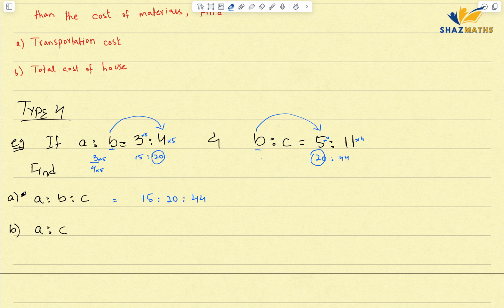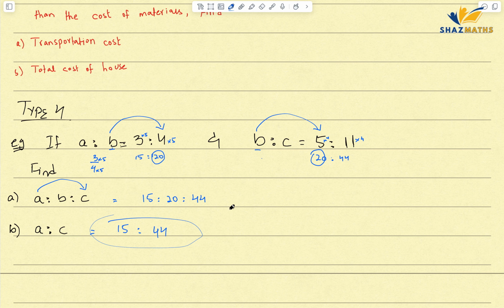Once I have converted it into the ratio containing A ratio B ratio C, now I can easily tell the relationship between A and C as well. Okay, so what would be A ratio C? That would be equal to 15 ratio 44, and I cannot simplify them further, so that is the final answer.